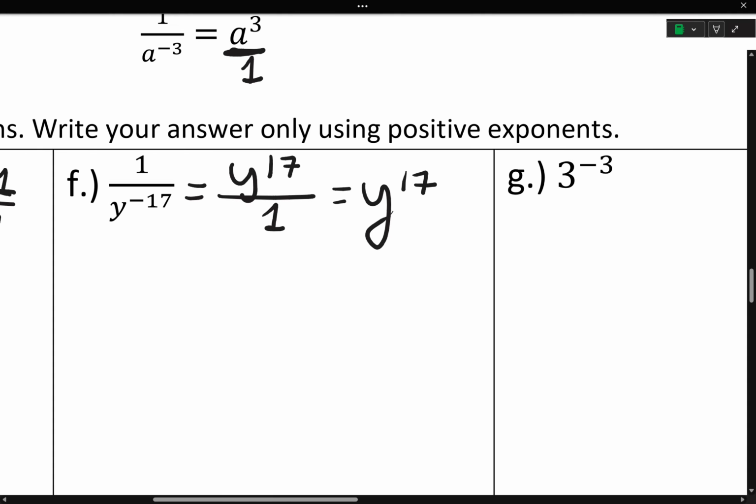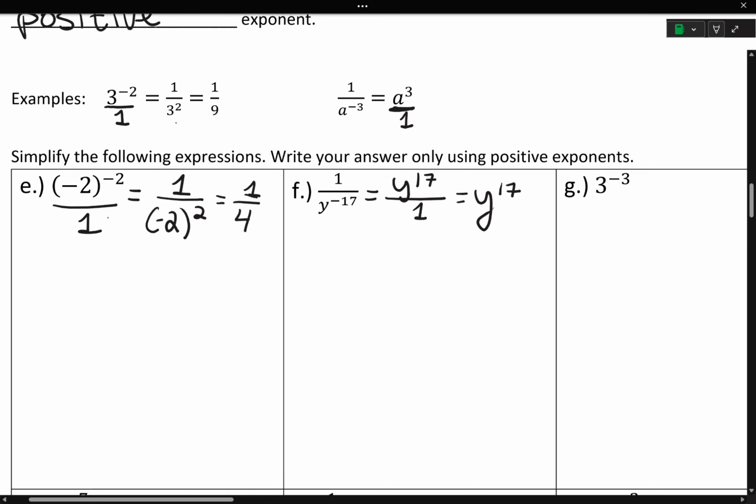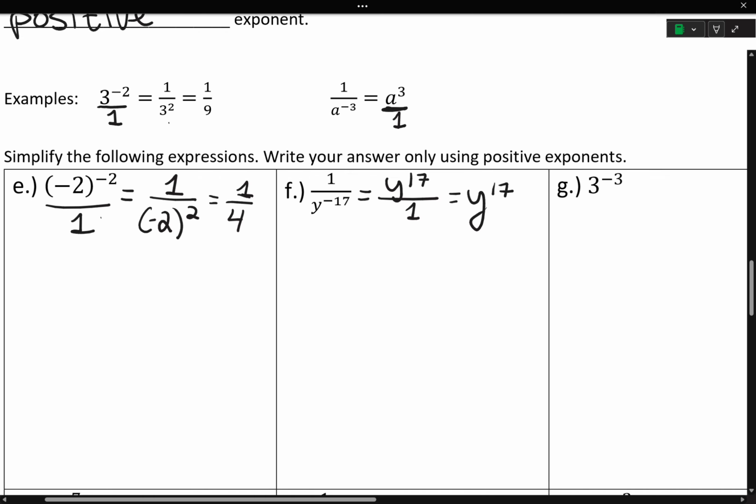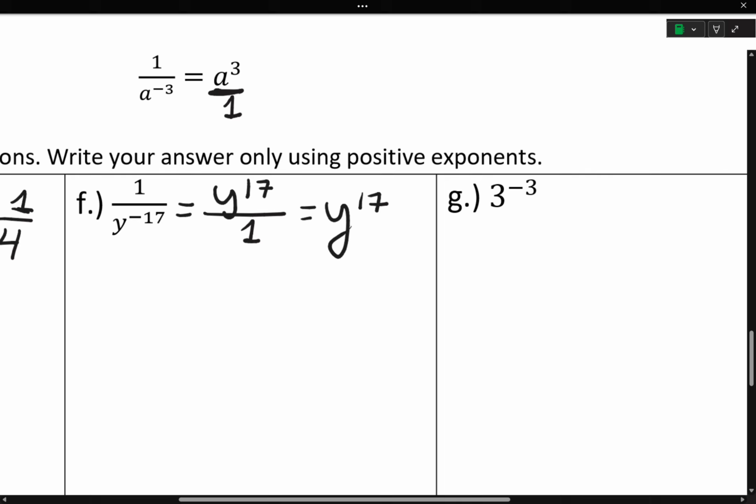Try doing the same thing as you did in letter E for letter G. So if you're following along in the video, give it a pause, try it out, then I'll unpause it, and you'll watch me do it.